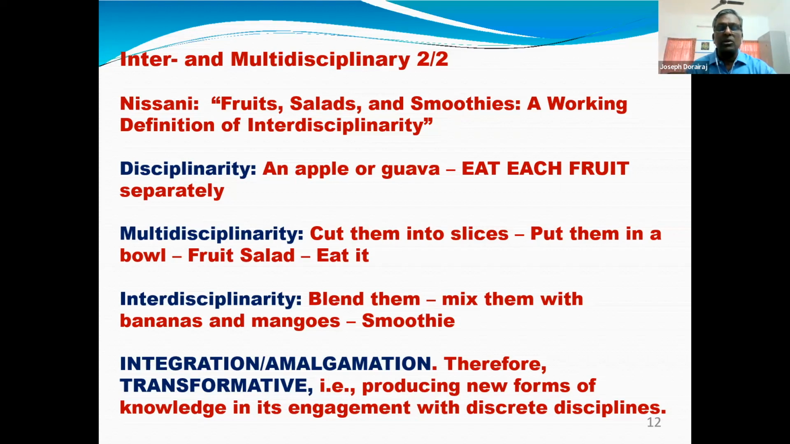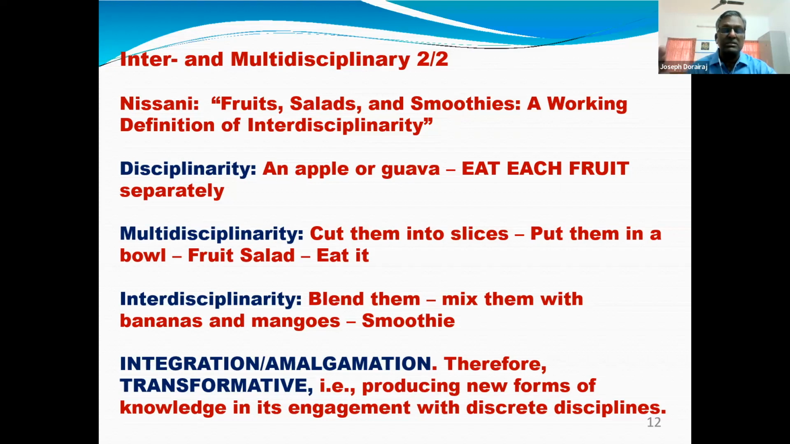Okay, so how long can you eat only an apple? Oh, it is boring. I would like to taste something different. I am sick and tired of eating apples. I am sick and tired of eating bananas or guavas. Okay, I want something different. So what do you do?